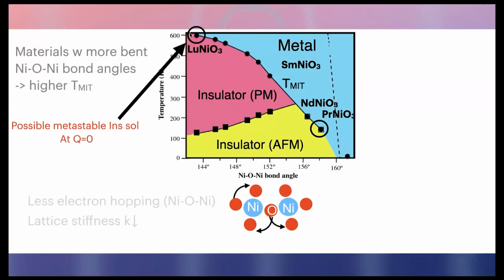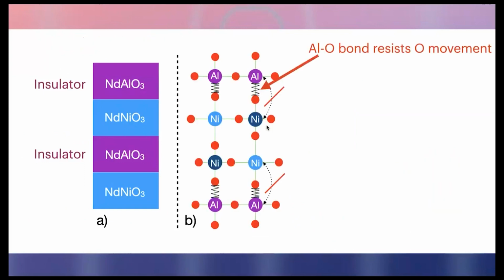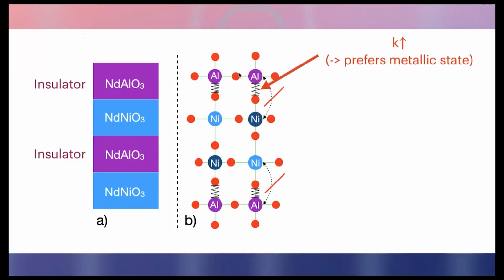And again, it's kind of interesting that this is maybe coupled to the possibility of metastable solutions here. And one of the nice things about this method is we could use it on a variety of materials. So for example, say have control through layering. So you have neodymium nickelate, and you have superlattices of neodymium nickelate and a band insulator neodymium aluminate. And what we found from calculations is that the aluminum oxygen bonds resist the oxygen movement, right? So this increases the stiffness, effective stiffness of the nickel-oxygen octahedra.